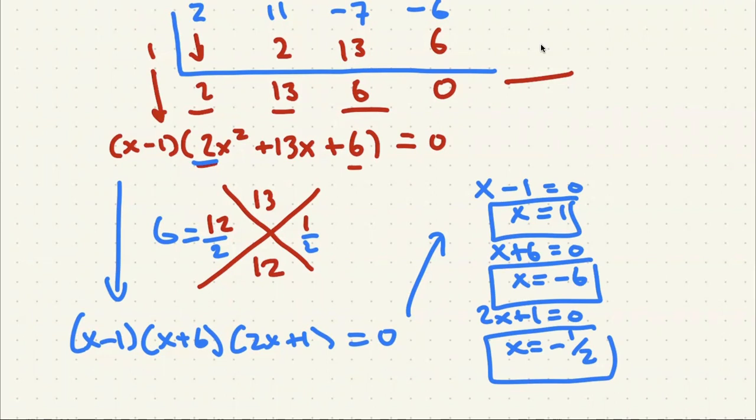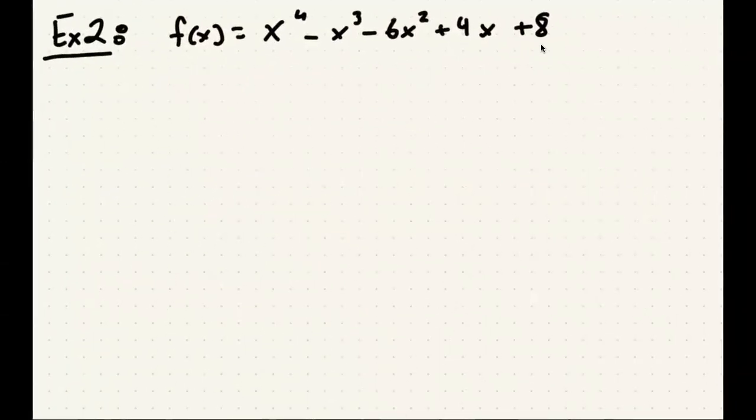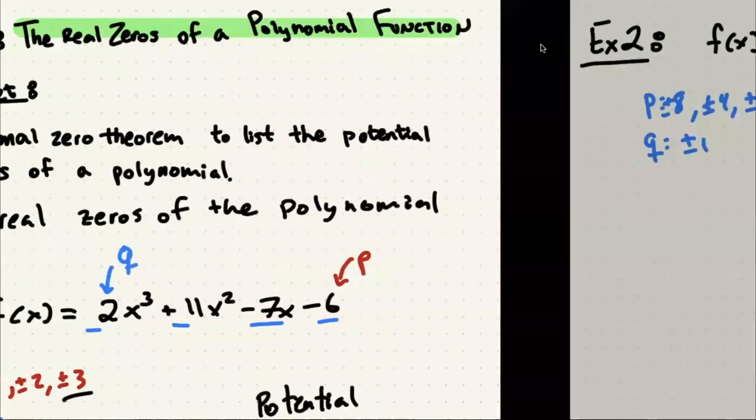We're going to have a lot of time to try this in class, so don't worry if you don't get it just now. And we're going to have one more example. Okay, so here we have a higher powered function, and our p is 8, and our q is plus or minus 1. So now we just have to list all the factors of 8. That's plus or minus 4, plus or minus 2, and plus or minus 1.